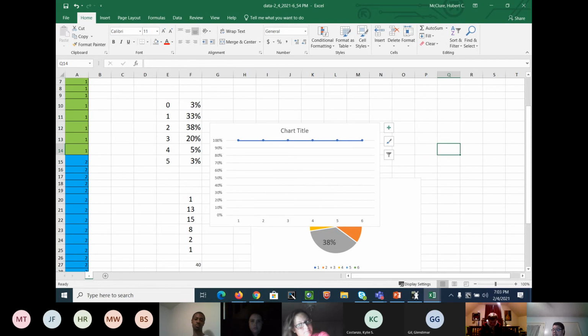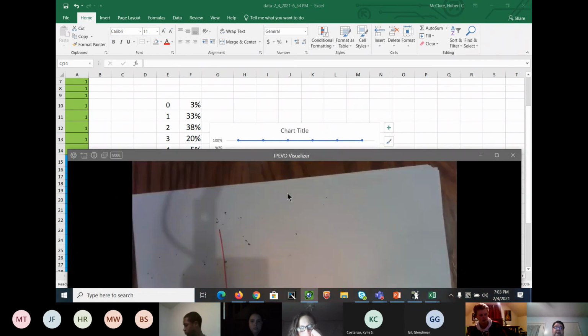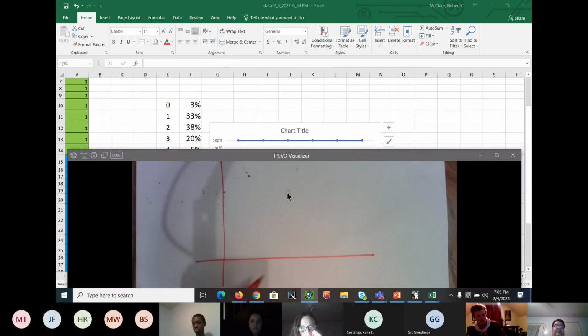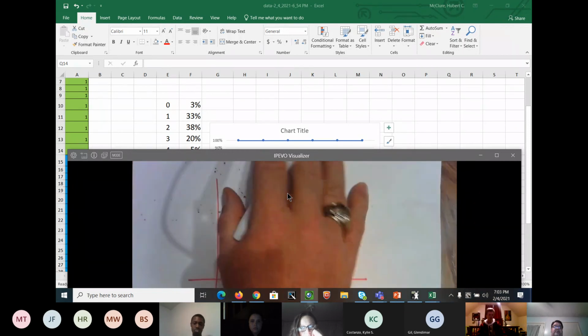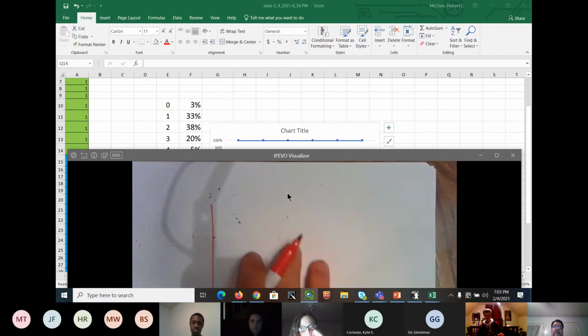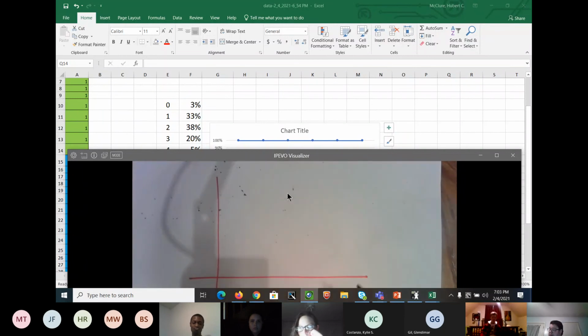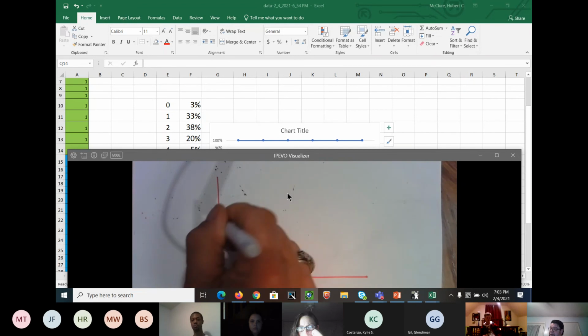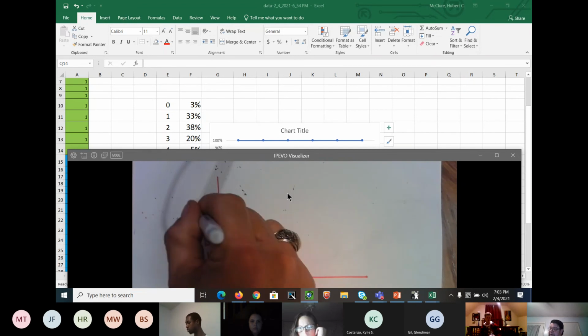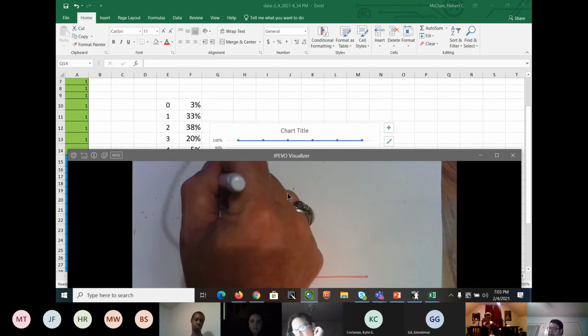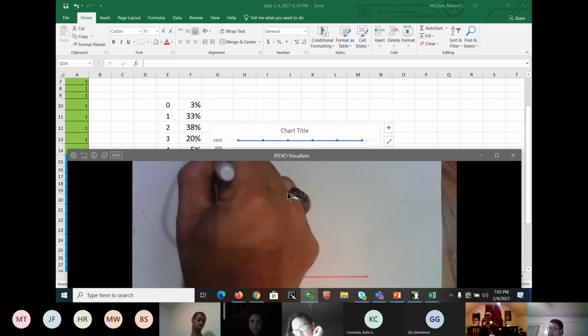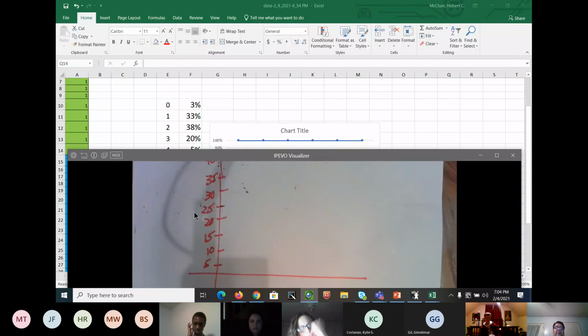Okay, I'm going to just do it by hand. You don't see me do it by hand? Here's how to do it by hand. There's the base. You got 3%. And let's say, what's the highest percent? The highest percent is 40. So that'd be 5, 10, 15, 20, 25, 30, 35, 40. All right, now just draw your boxes.